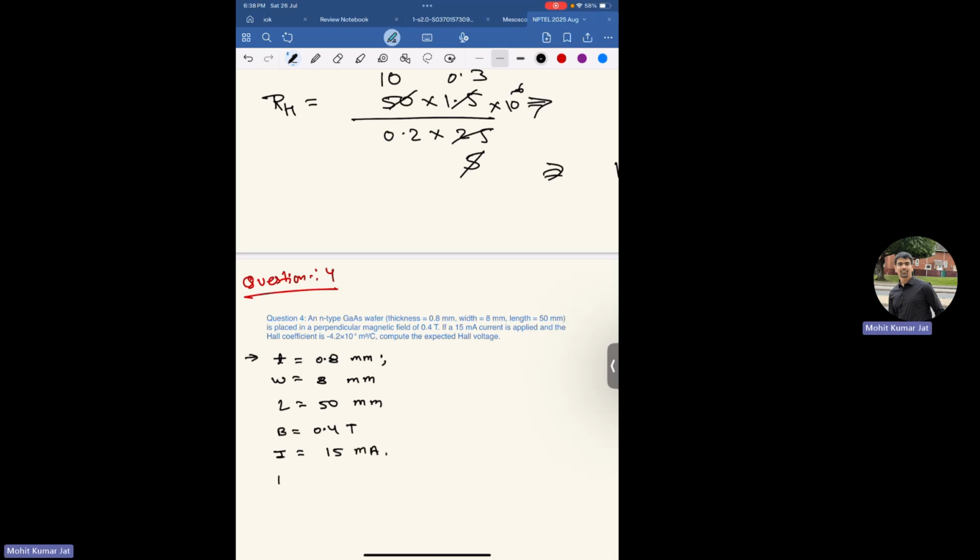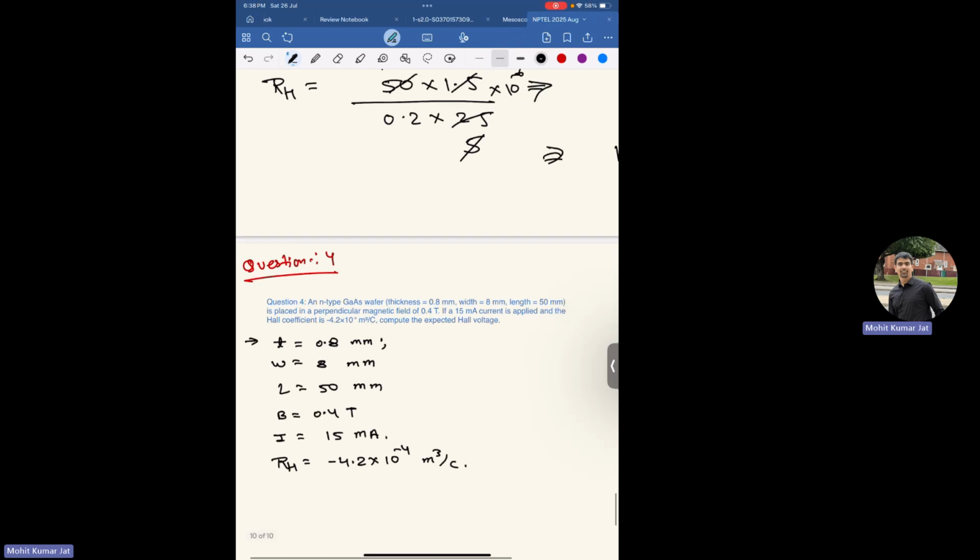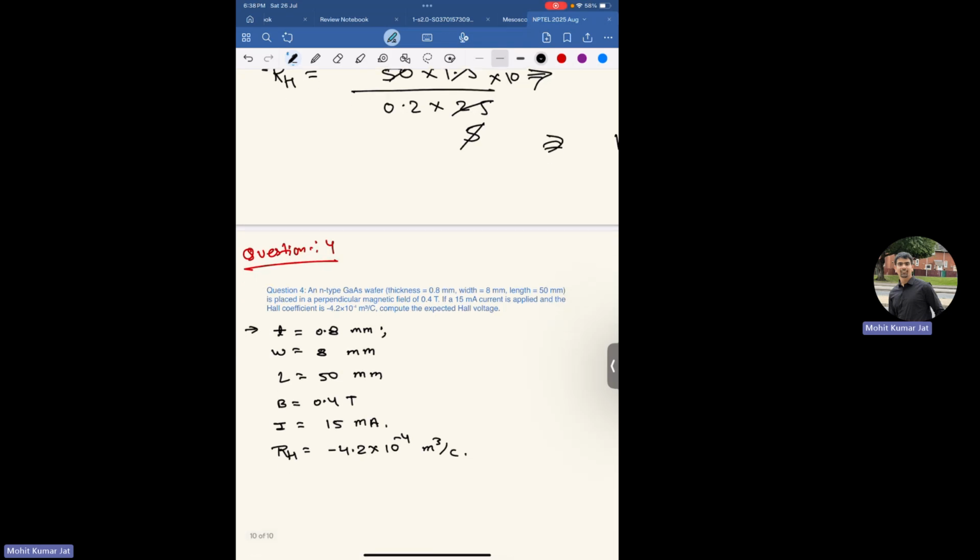Hall coefficient, RH, is also given. Oh my god, everything is given. Minus 4.2 into 10 power minus 4 meter cubes per coulomb. Yeah. So compute the expected Hall voltage.